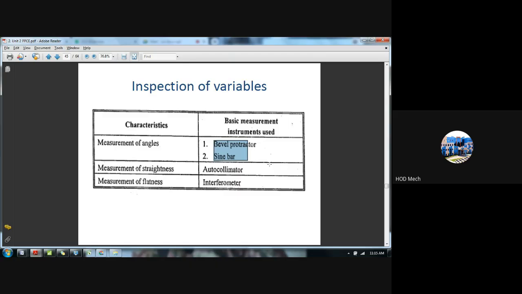So at least when you see things physically, you can remember it. You must have done the experiment, or at least seen what a sine bar is. Only then can you correlate everything.